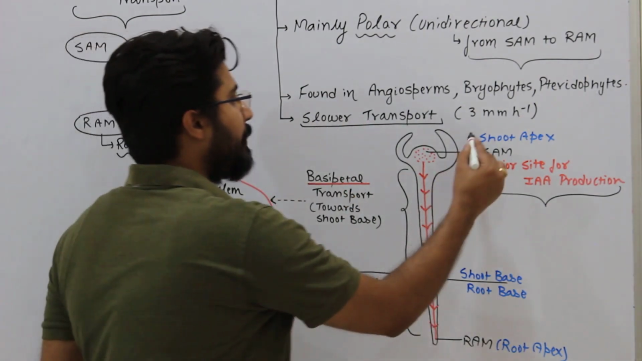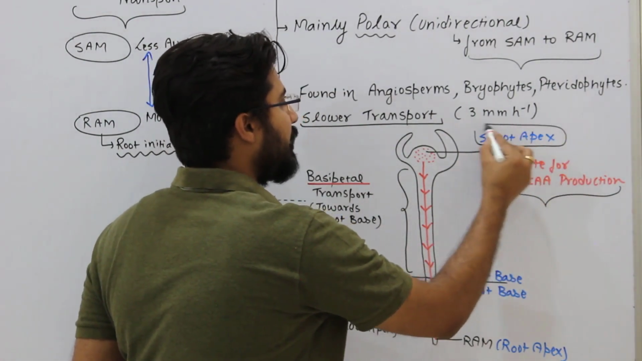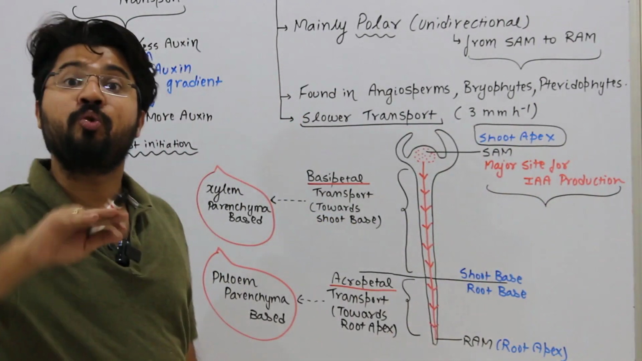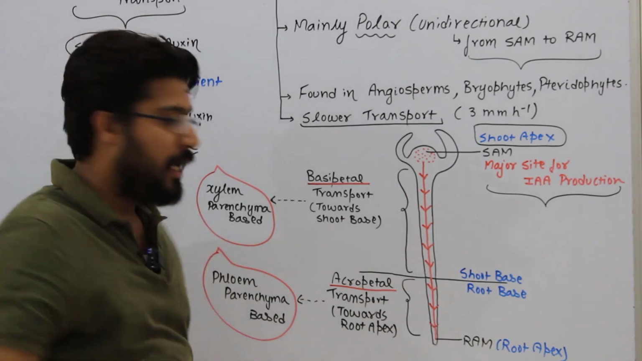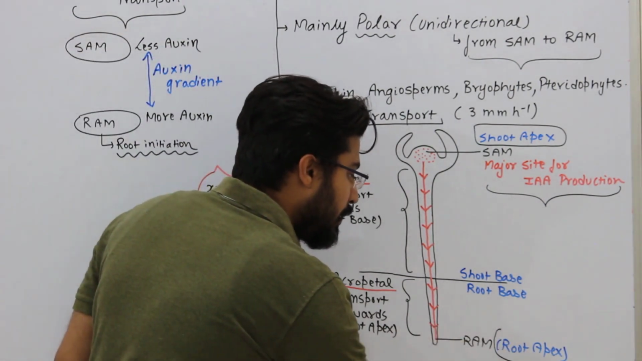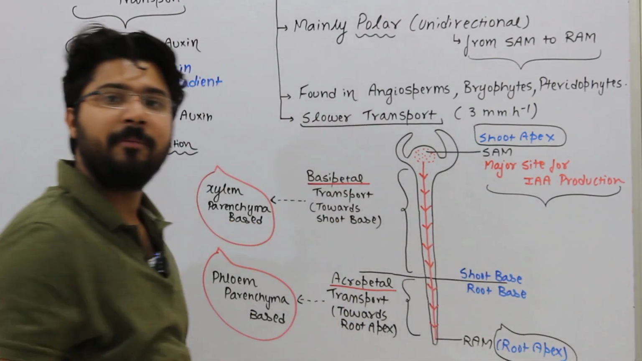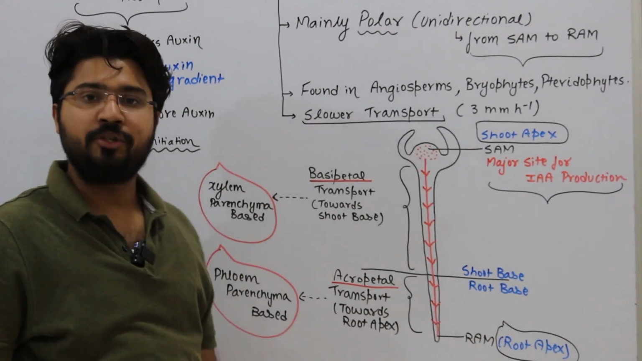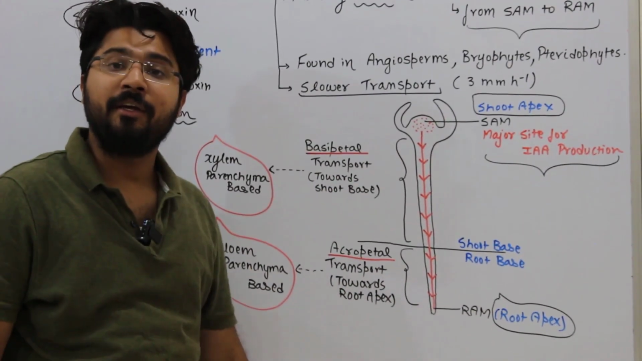Now, I hope everybody understands that SAM is nothing but the shoot apex, right? Shoot apical meristem, the shoot apex, and RAM is nothing but the root apex. I hope everybody is clear with that. So SAM is the shoot apex and RAM is the root apex.